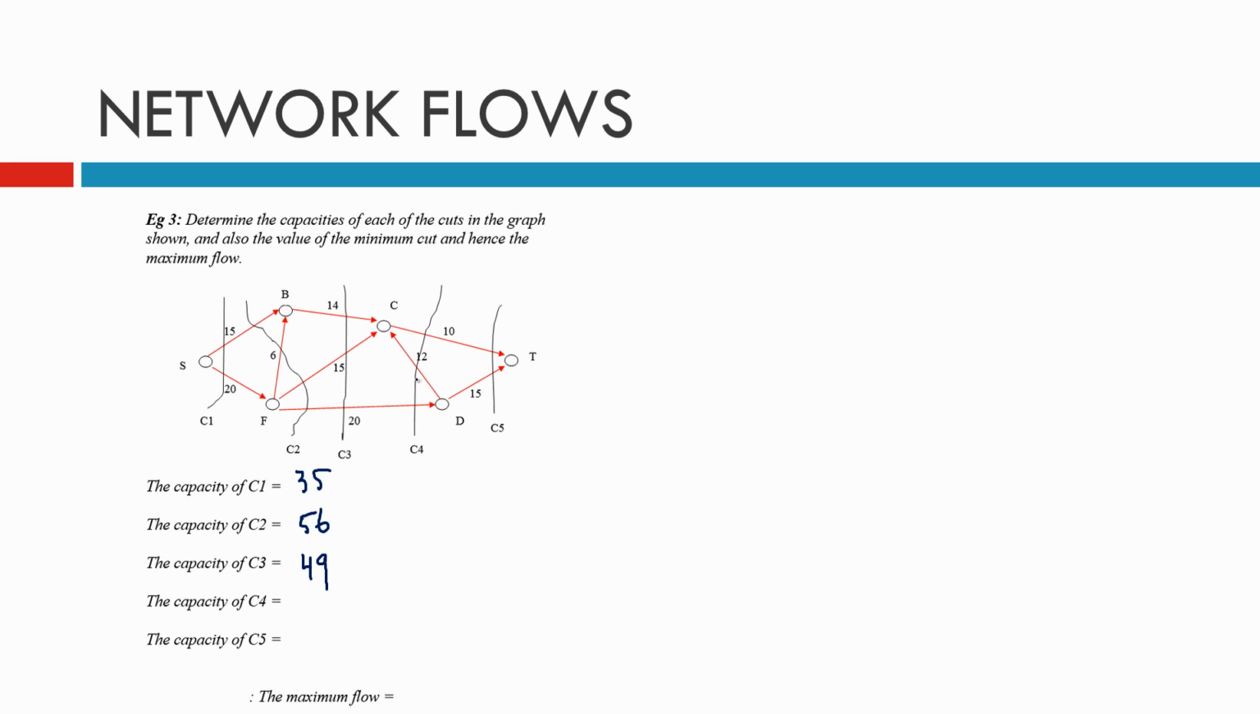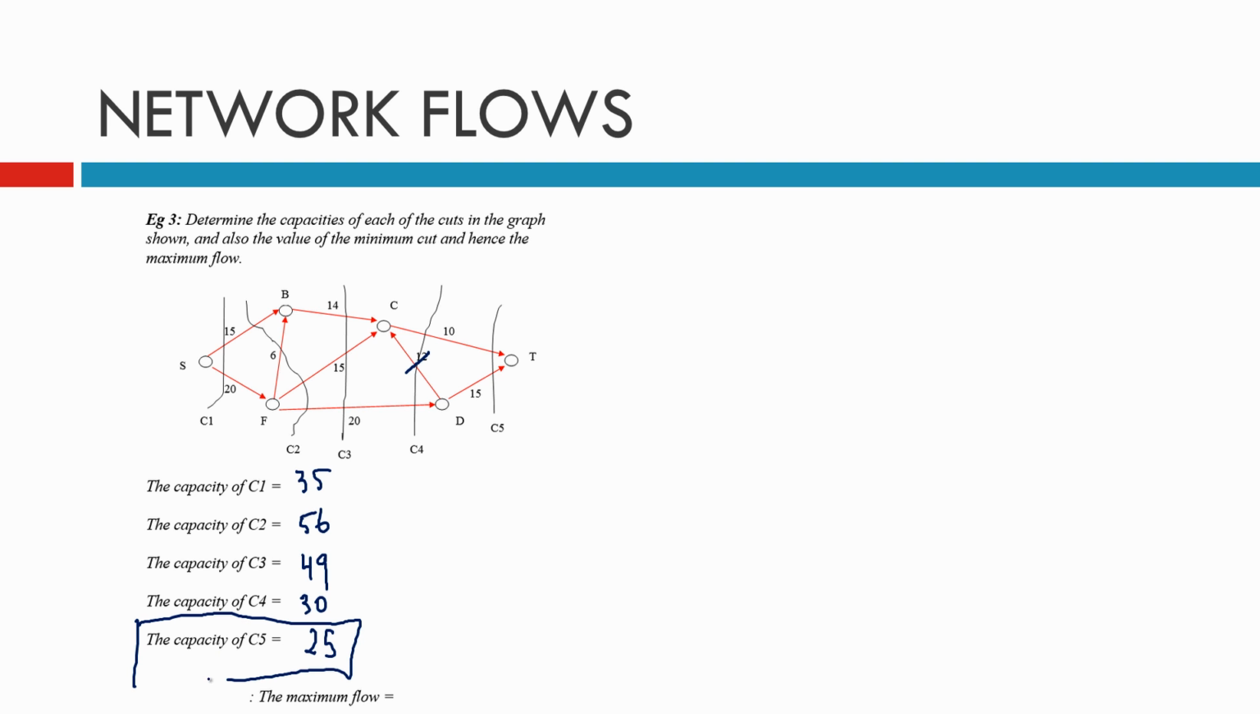Having a look at cut 4, the 10 we include, the 12 is going backwards. We do not include that. We put 0 there, we don't include it at all. So we have the 20, so we got 30 there. And cut 5, we have the 10 and the 15. We include both of those, so we get 25. So 25 is our minimum cut.